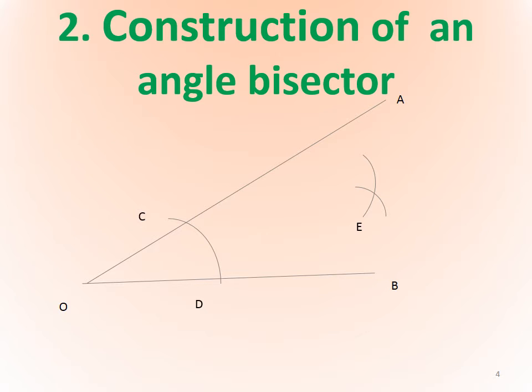Join O and E. Now, measure the angle AOE and the angle EOB. You are getting the same magnitudes. Then, angle AOE equals angle EOB. Then we can say OE is the angle bisector of AOB.